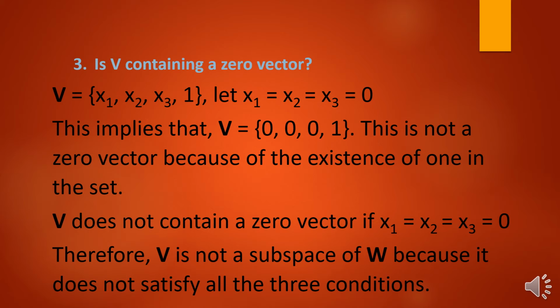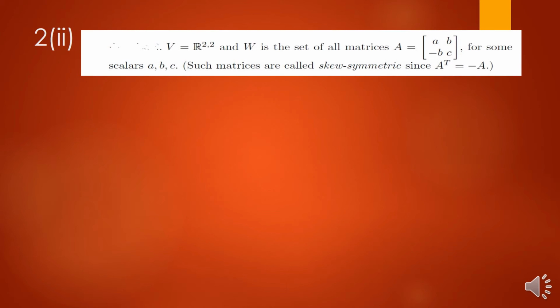Now we also need to look at part B of our question. In part B of our question, we have V, which is R2,2. This is for matrices, still almost like R4. And W is the set of all matrices A equals to A, B, negative B, C for some scalars A, B, C, such that the matrices are called skew-symmetric, since A transpose is equal to negative A.